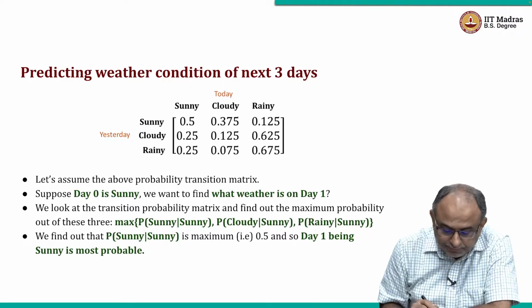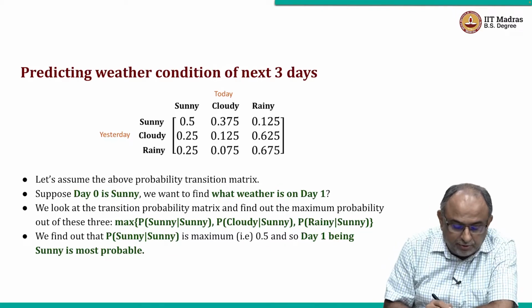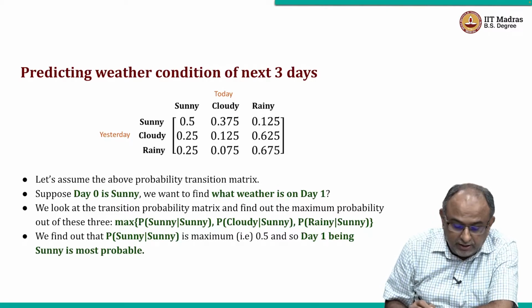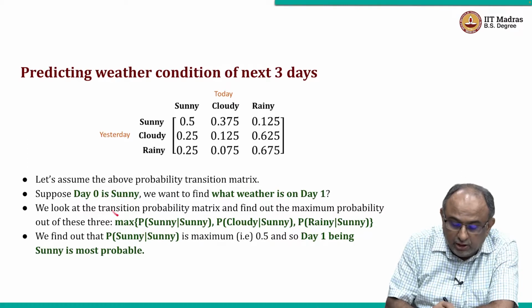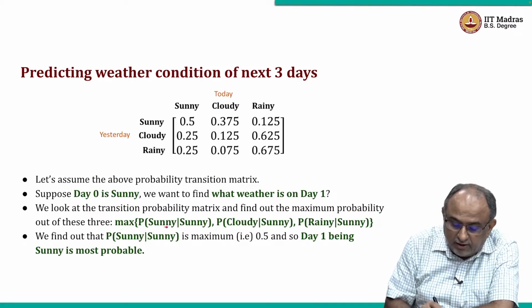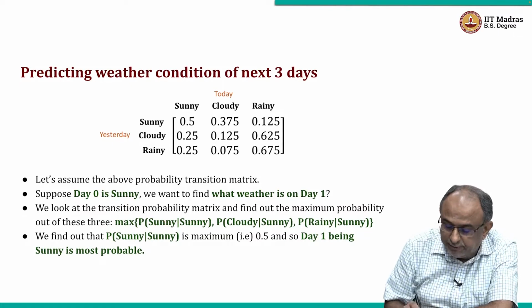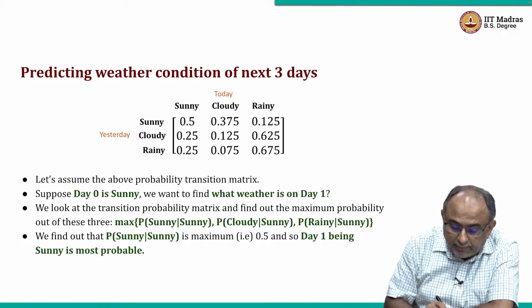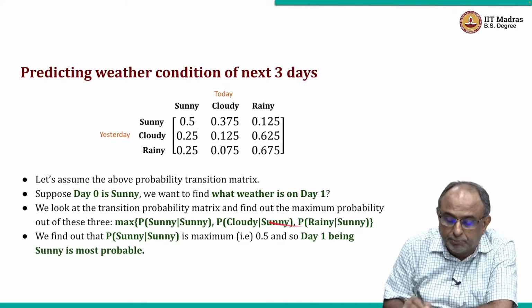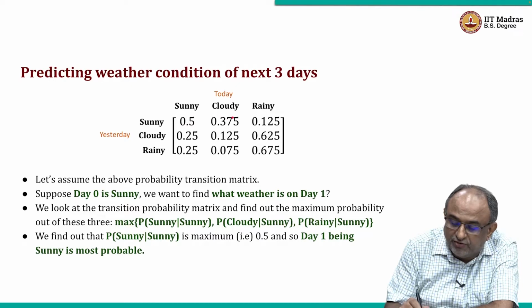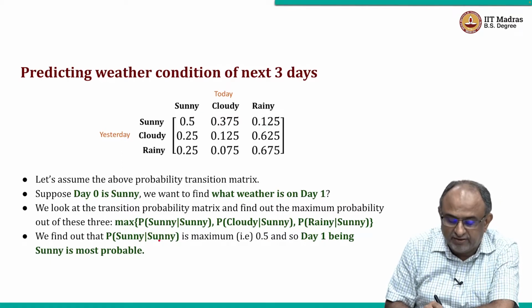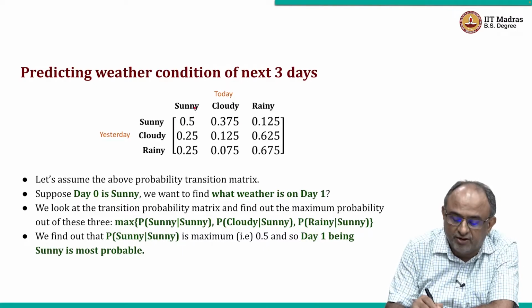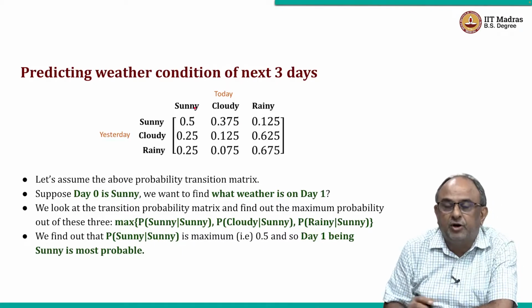Okay. Now, sunny is the most probable, right? So that's what I'm doing step by step. So given day 0 is sunny, we look at the transition probability of given sunny. It can either go to sunny or cloudy or rainy. Among these 3, I am looking at the maximum probability. So among 0.5, 0.375 and 0.125, I find the one with the maximum probability. This is the one with the maximum probability. These 2 are much smaller. So I say there is a 50% chance the next day will be sunny. So that is the most probable, and therefore I choose sunny.